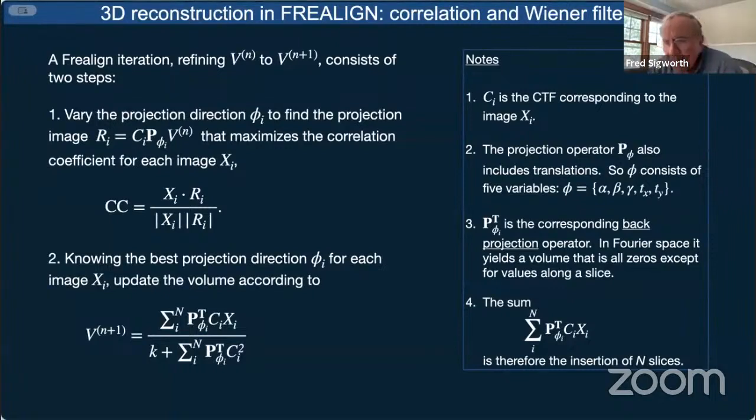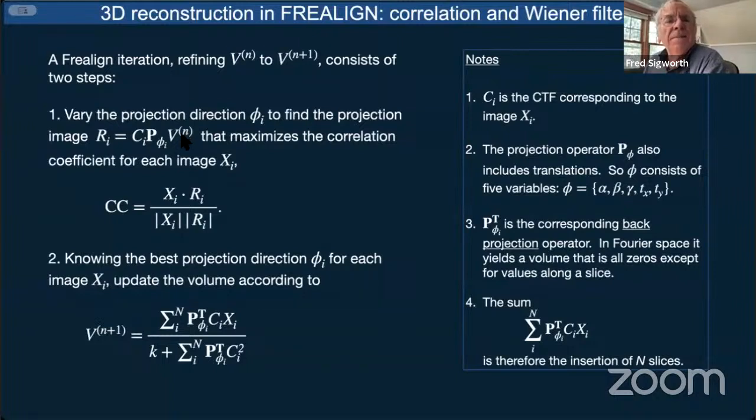Okay, so now we're ready to understand how a real reconstruction program works. This is FreeAlign. This is Nikolaus Grigorieff's original CTF compensated reconstruction algorithm. And the way it works is this. We start with some initial guess of the volume. I'm not going to tell you how we get that, but we start with an initial estimate of the volume because this algorithm only tunes up, only refines the volume estimate.